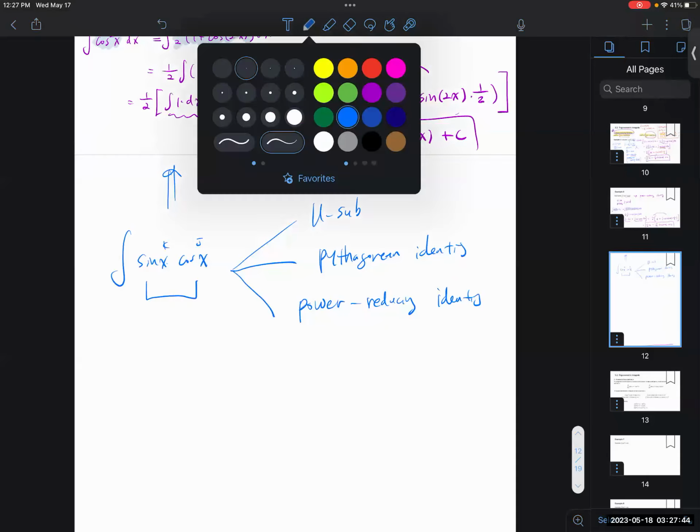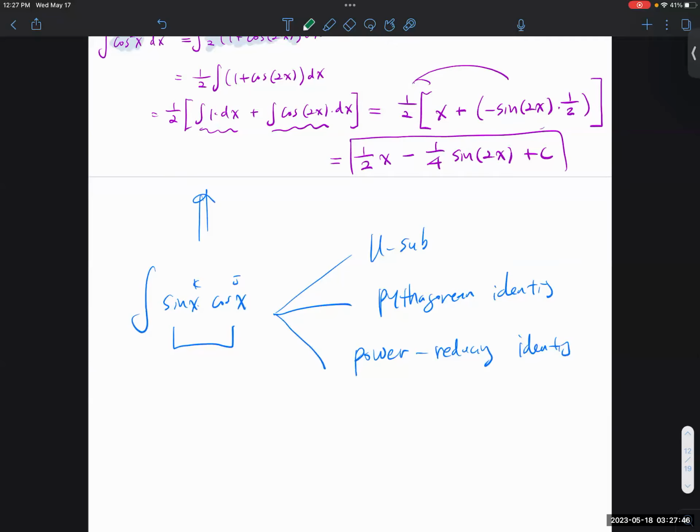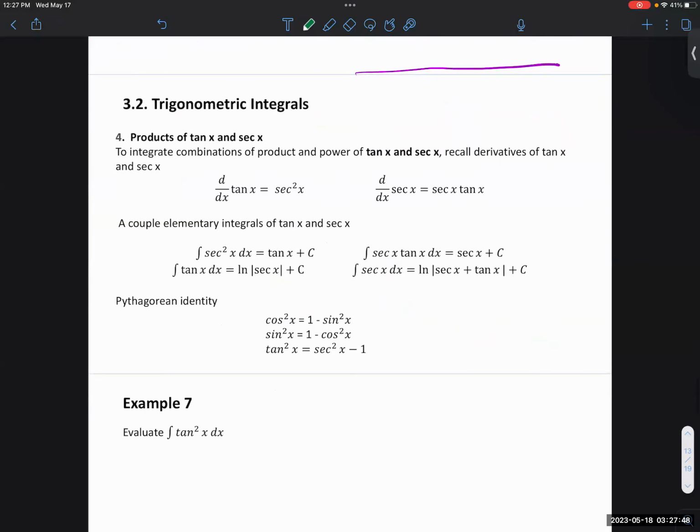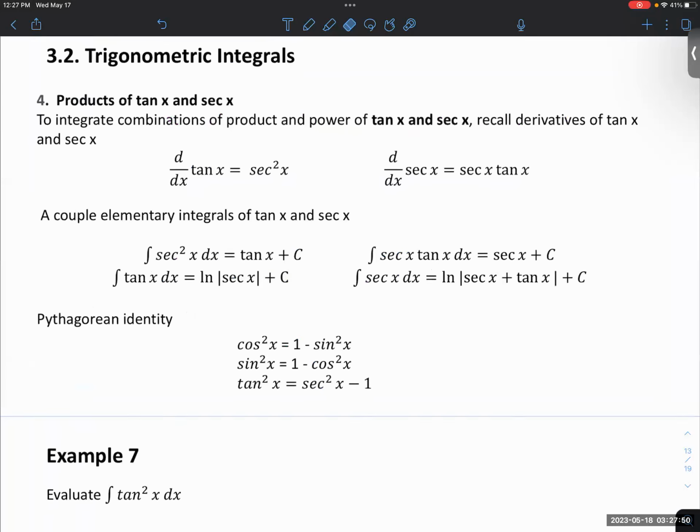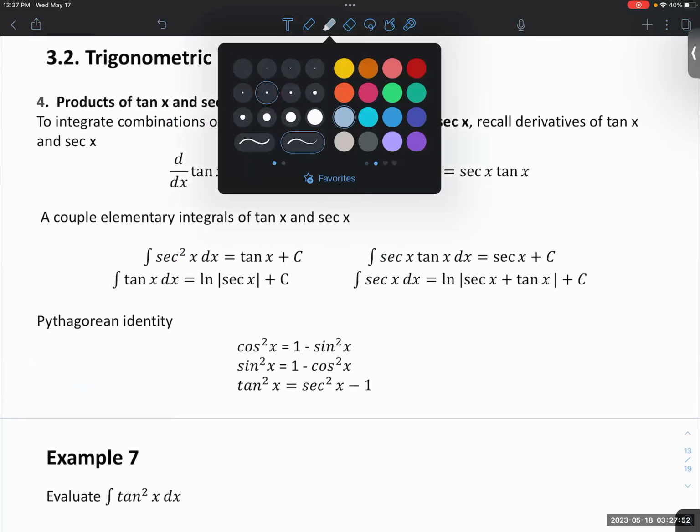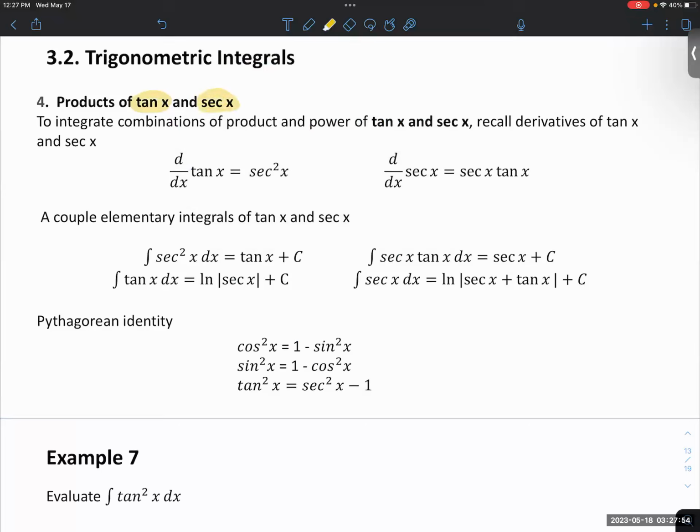All right, the last case. Exciting. Here we go. The next one: what if I'm multiplying tangent and secant? There is no information from the integral table. They don't show you the outcome of tangent x times secant x. So we have to think about it. Here are a couple of things you already learned.